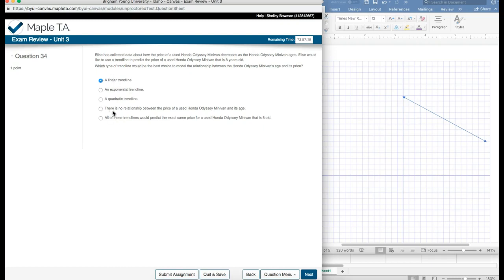The other option says there is no relationship between the price of the Honda Odyssey minivan and its age. There seems to be a pretty good trend, so this one doesn't make sense. The next one, all of these trend lines would predict the exact same price for a used Honda Odyssey minivan that is 8 years old. And we know that's not true because linear, exponential, and quadratic are all going to fit the data differently. So let's stick with our linear trend line.